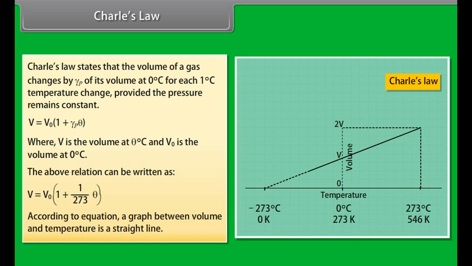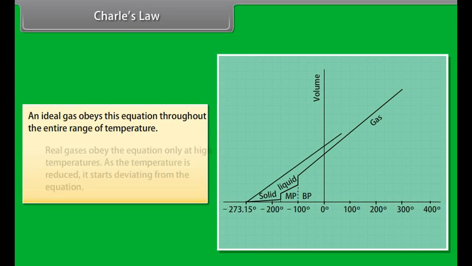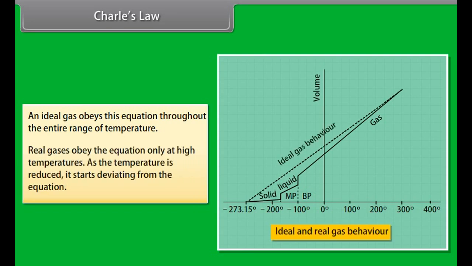According to the equation, a graph between volume and temperature is a straight line. An ideal gas obeys this equation throughout the entire range of temperature. Real gases obey the equation only at high temperatures. As the temperature is reduced, it starts deviating from the equation.